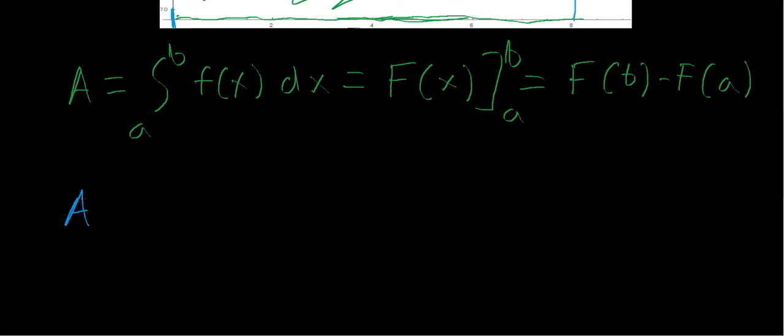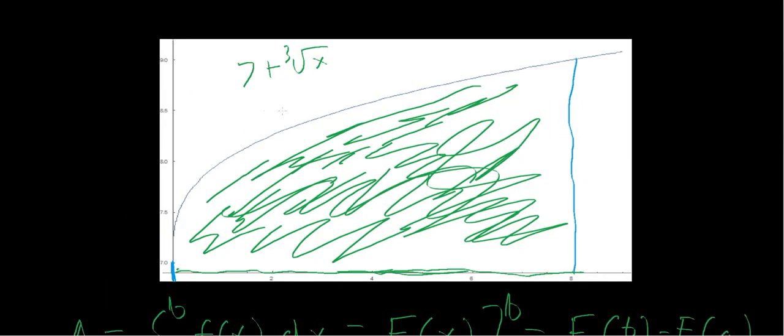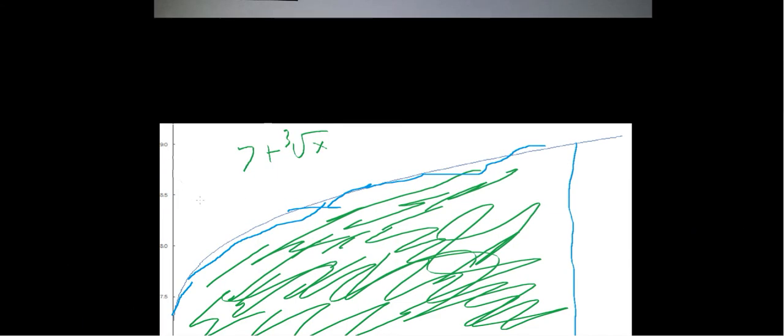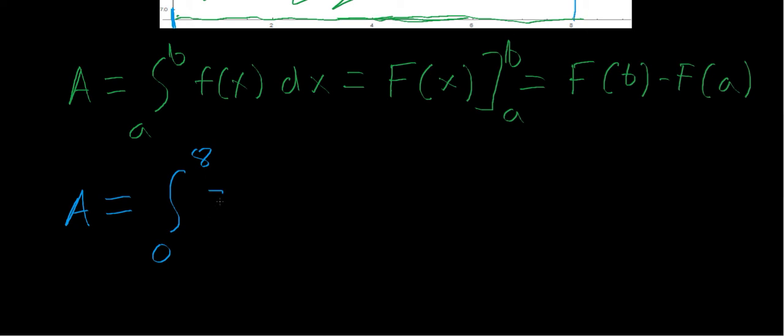Our area, so big A, area, don't get that confused with little a, is equal to the integral, well, x is going from 0 to 8. So a is 0 and b is 8. What's our f of x? Well, that's just the top portion of the graph here, all along here. You get the point, that was bad drawing. But that's just equal to 7 plus cube root x. And we still have our dx here.